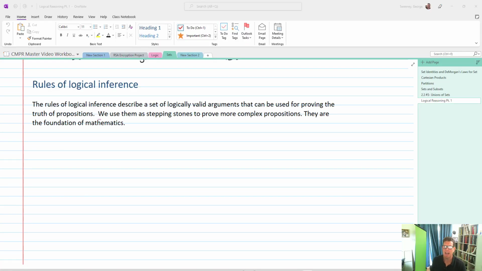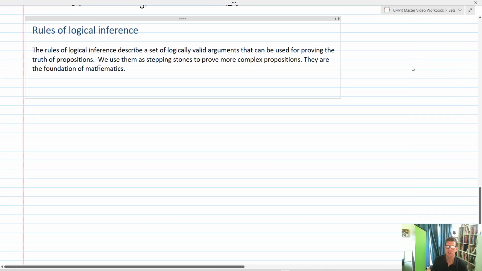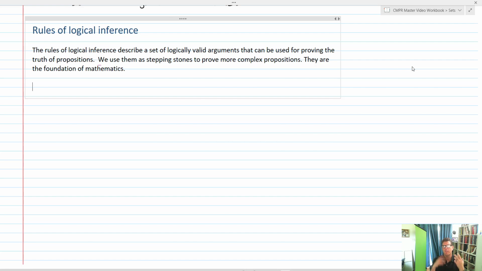So what we want to look at now are the rules of logical inference. They describe a set of logically valid arguments that can be used for proving the truth of propositions. They form the foundation for the work that we do in mathematics and also in computer science. You can think of them as stepping stones to prove more complex propositions.